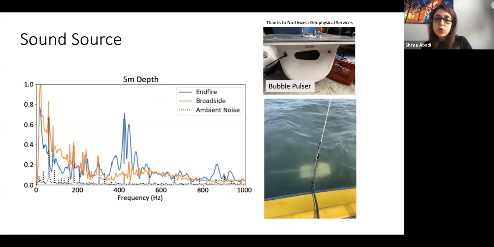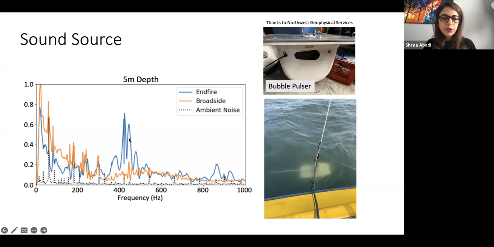The sound source that we used is called a bubble pulsar. There are 2 plates that get close together, kind of like a clap like this, and generate noise every 5 seconds, if I remember correctly. And then we had it off one side of the boat right here. We deployed it at different depths, and we were shooting for a couple of hours, and the boat's engine was off, so we were just drifting. And we also had a hydrophone close to the source, so we could measure the source signal.